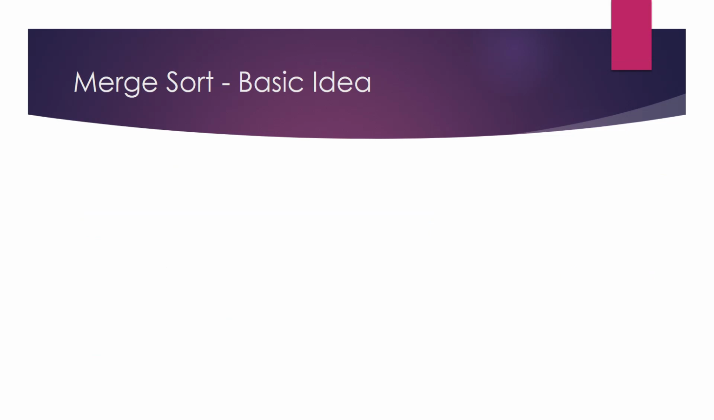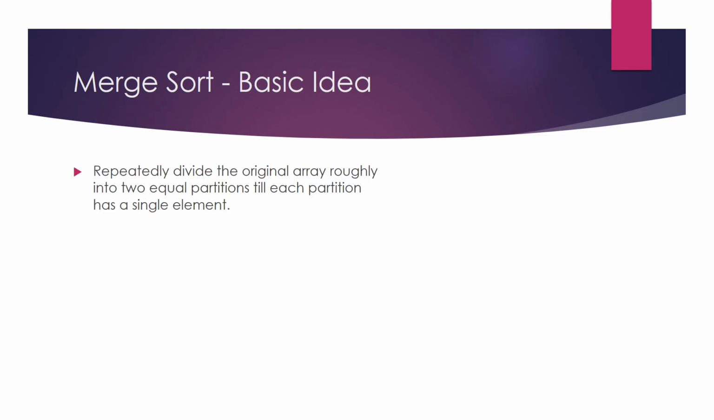Let's see the basic strategy of merge sort, or the basic idea behind it. We already discussed that merge sort uses the divide and conquer strategy. What it does is repeatedly divide the original array roughly into two equal partitions. Because the array may have an odd or even number of elements, we just try to divide it into two equal partitions, and then we keep dividing the smaller partitions into two again, till each partition is a single element. So this is the first step.